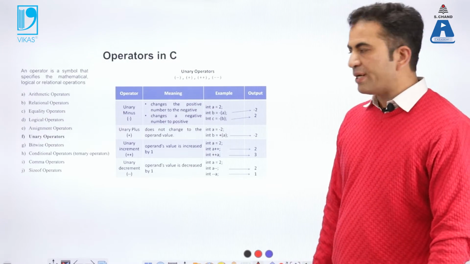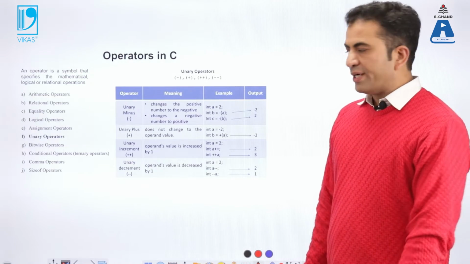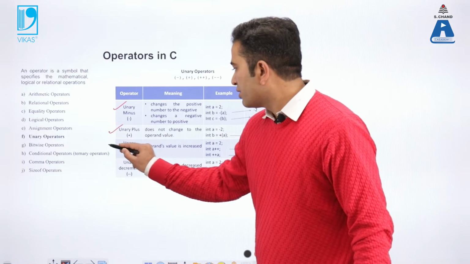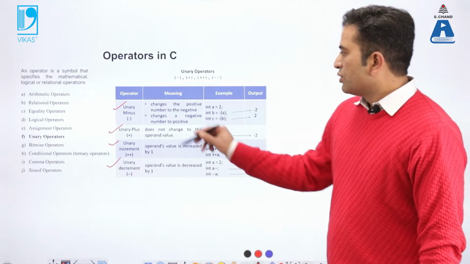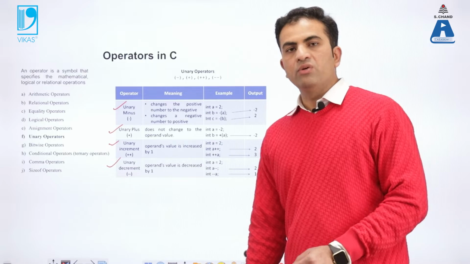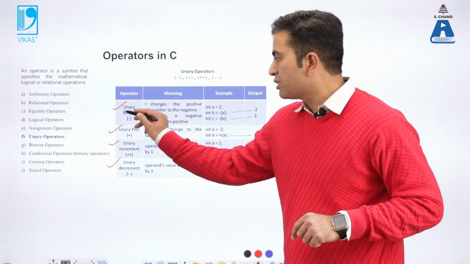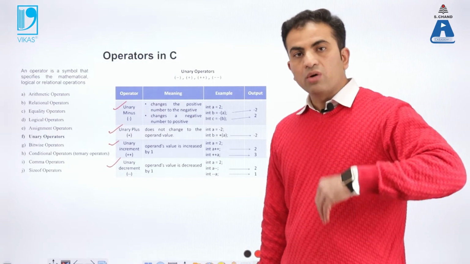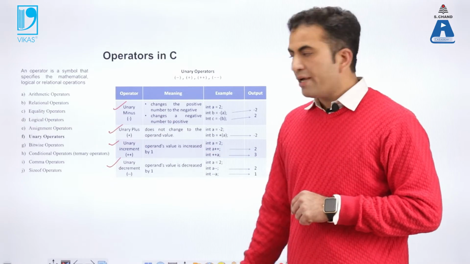Another most important operator is unary operators: unary minus, unary plus, unary increment, unary decrement. Unary minus: if there is a positive value and you want to convert it to a negative value, we can use the unary minus operator. If a negative value is there and we want to convert it into a positive value, again we can use the unary minus.